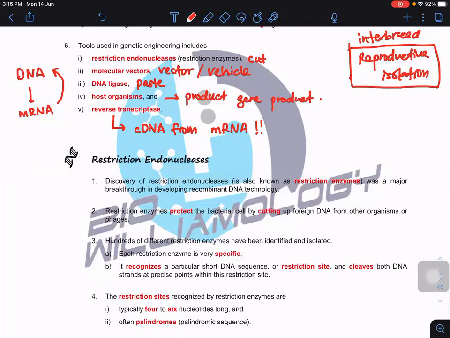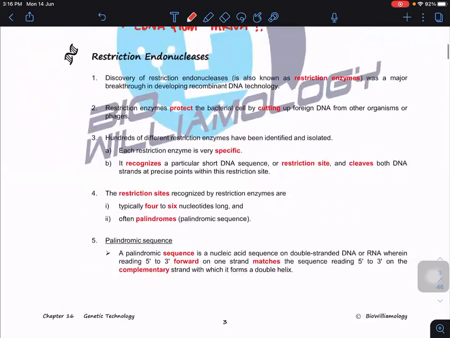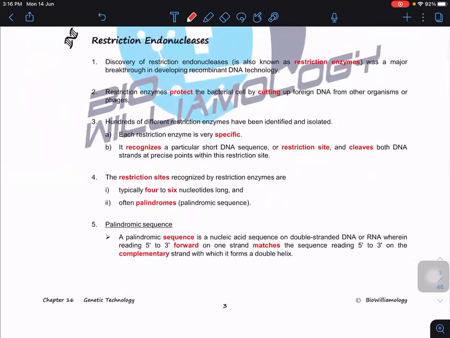If there are no questions, then I continue to restriction endonucleases, the cutter here. I won't go into great detail about these restriction endonucleases or restriction enzymes. Basically, they are a protective mechanism used by bacteria to cut out foreign DNA, for example when they are infected by viruses. If you look at how HIV reproduces, viruses release their own genome into the bacteria or host cells, and then interrupt the cellular functions.